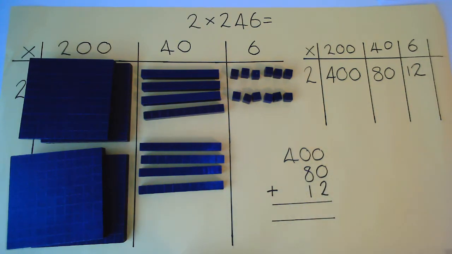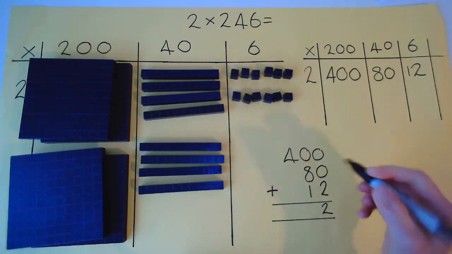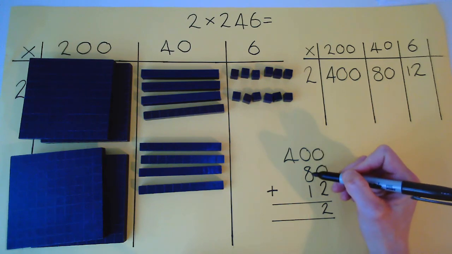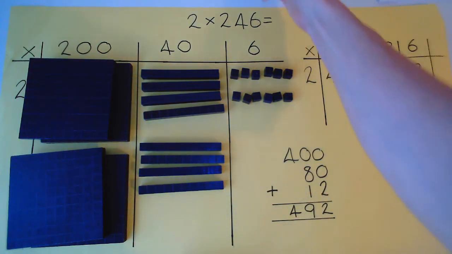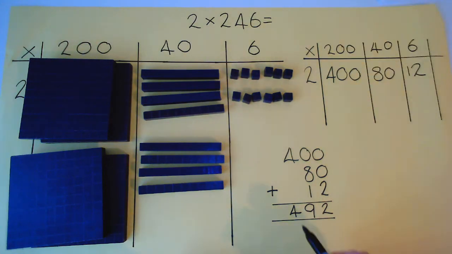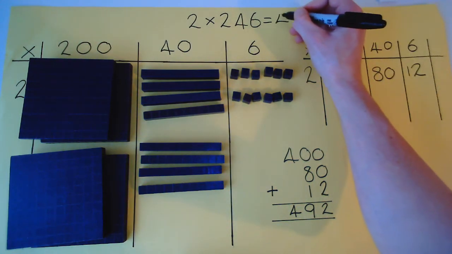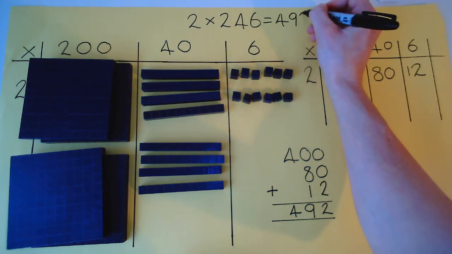And which column do we start with? Hundreds, tens, or ones? Ones, brilliant. So 2. Then our tens column, so we have 8 plus 1 is 9. And our hundreds column, we've just got our 400 in there. So we know that 2 times 246 equals 492.